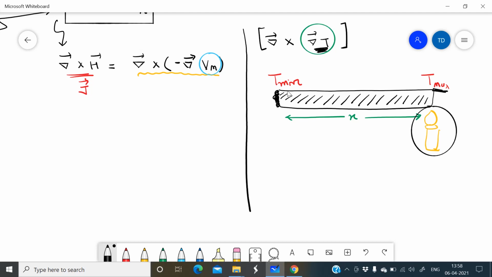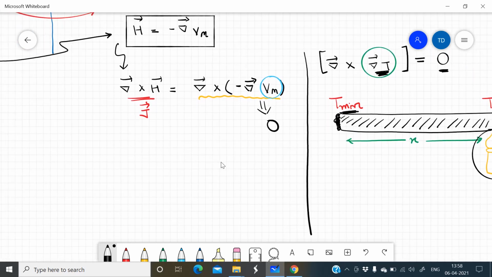At this point the temperature is maximum, at this point the temperature is minimum. So no temperature is changed if I rotate the filament. That means this answer is equal to 0. So always, if you take the gradient of any scalar quantity and after that you do the curl operation on that, the answer is always and always 0 in all cases.